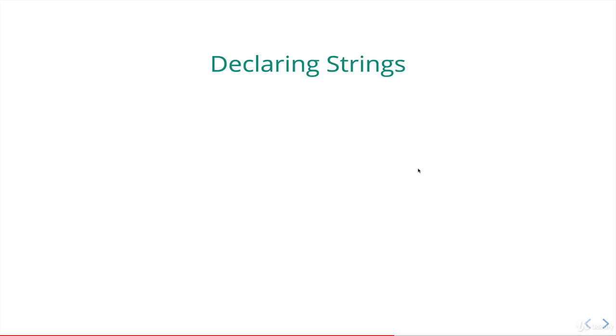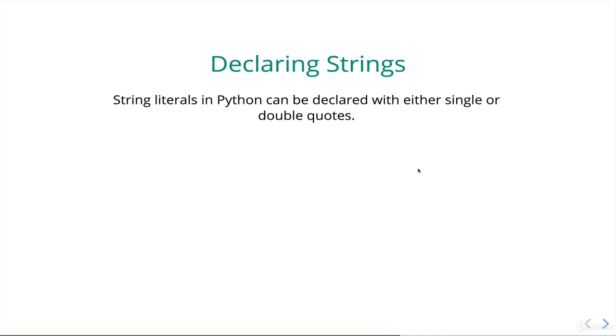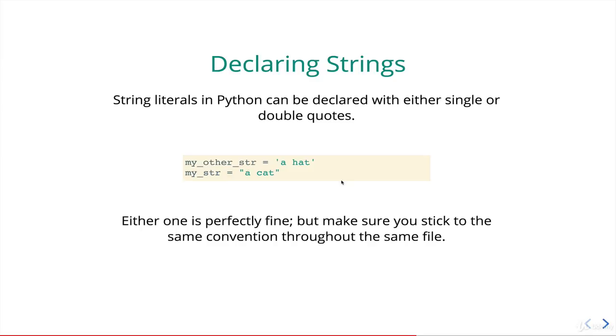In this first one, we're just going to talk about the different ways of declaring strings. So we saw how to declare strings with double quotes, but we can actually use single quotes or double quotes. And it doesn't really matter at the end of the day, but you need to be consistent. So here's an example. My other string equals a hat with single quotes. And then my string equals a cat with double quotes. So whichever one you use at the beginning, you have to use the end. You couldn't use a single and then a double. So either one's fine. It really is up to you and what you prefer. But it's important that you stick to the same convention in your own file.